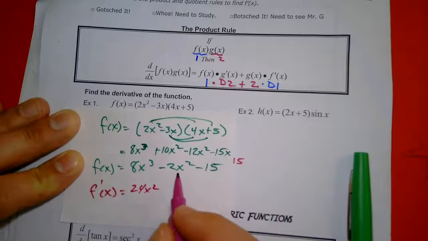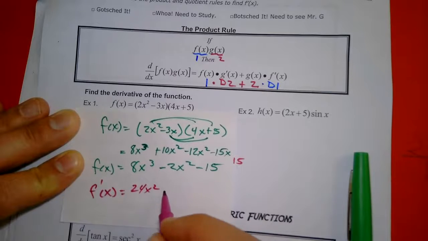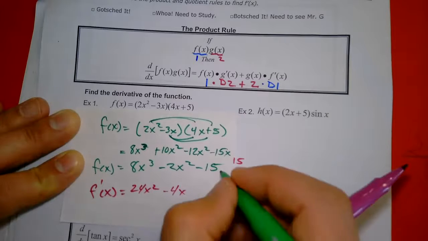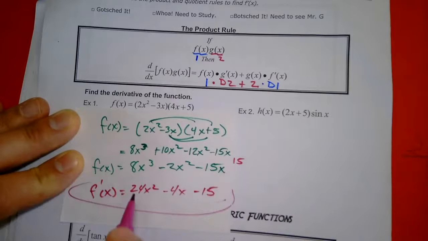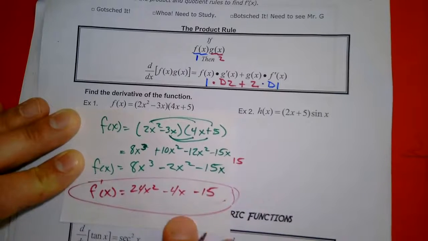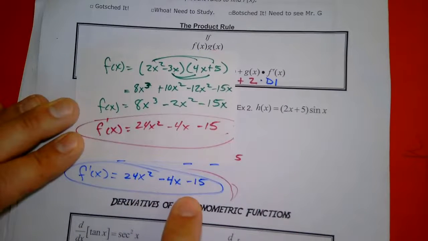24x squared. What's the derivative of negative 2x squared? Negative 4x. What's the derivative of negative 15? There's negative 15x. Sorry, I forgot the x. Negative 15. Oop. Well, if I look, that's the exact same thing we did using the product rule.